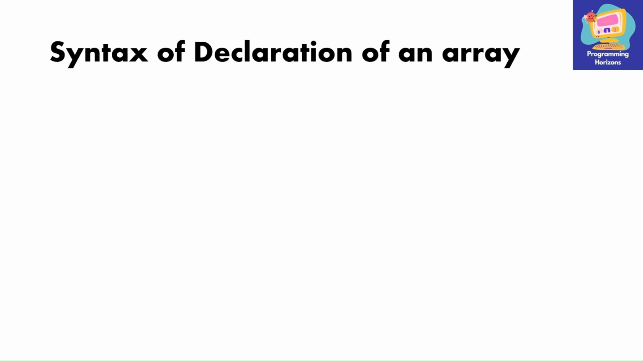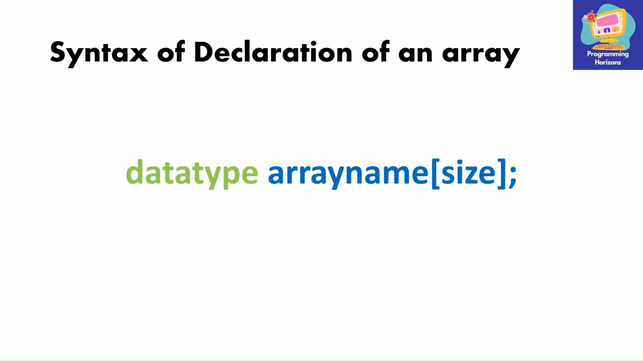Let us see the syntax of declaration of an array. The syntax is very simple. We have to first mention the data type of the array, then we have to supply the array name according to the rules of the identifiers, and inside the square bracket along with the array name, we have to mention the size of the array. This size indicates how many elements we can store inside the array.